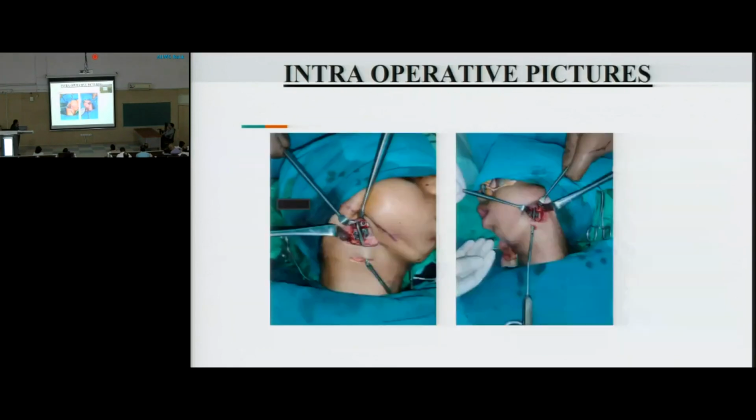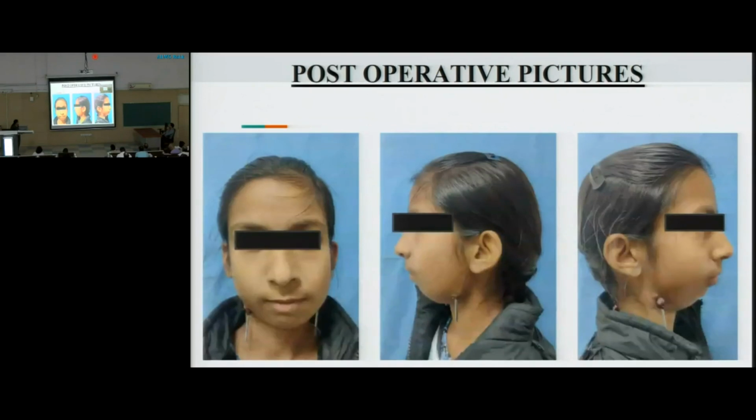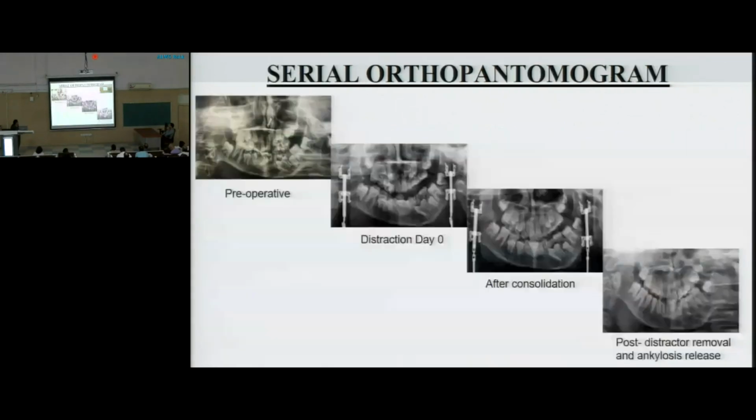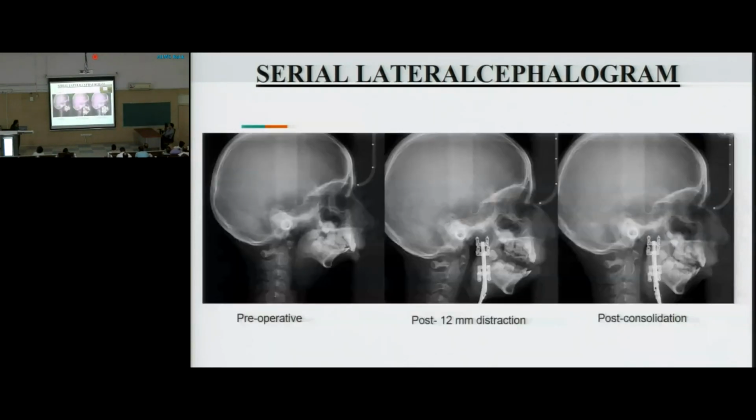And then these are the intraoperative pictures. We placed the internal distractors, and this is the postoperative picture of the patient. And these are the serial radiographs from the preoperative until the distractor removal and the ankylosis release. This is distraction day 0 and after the consolidation and the ankylosis release. So this is also the lateral cephalogram.